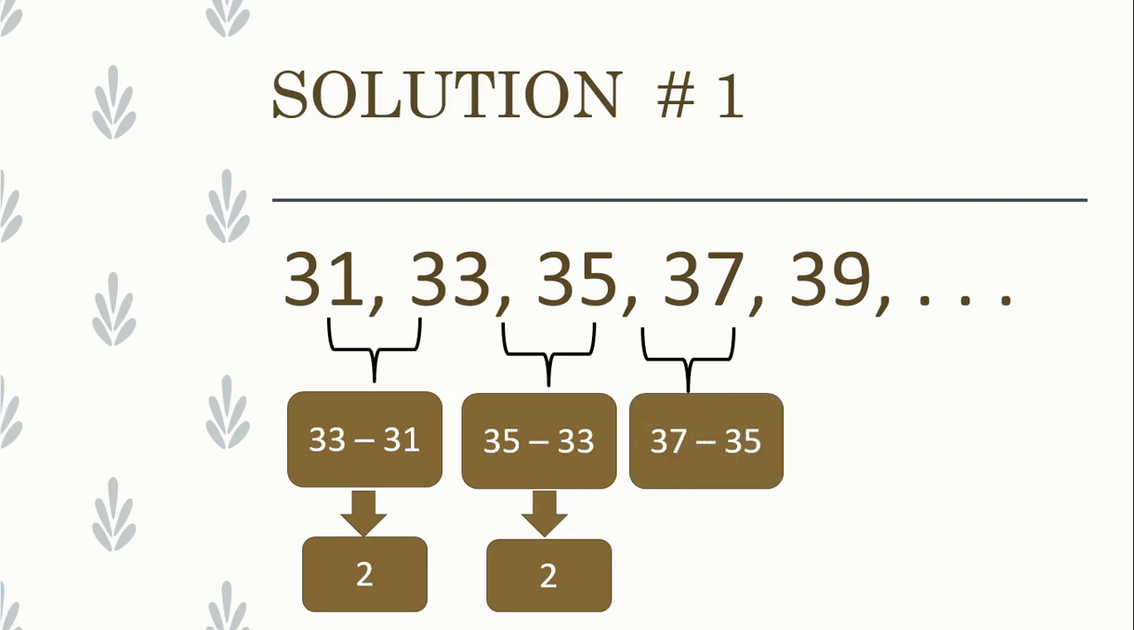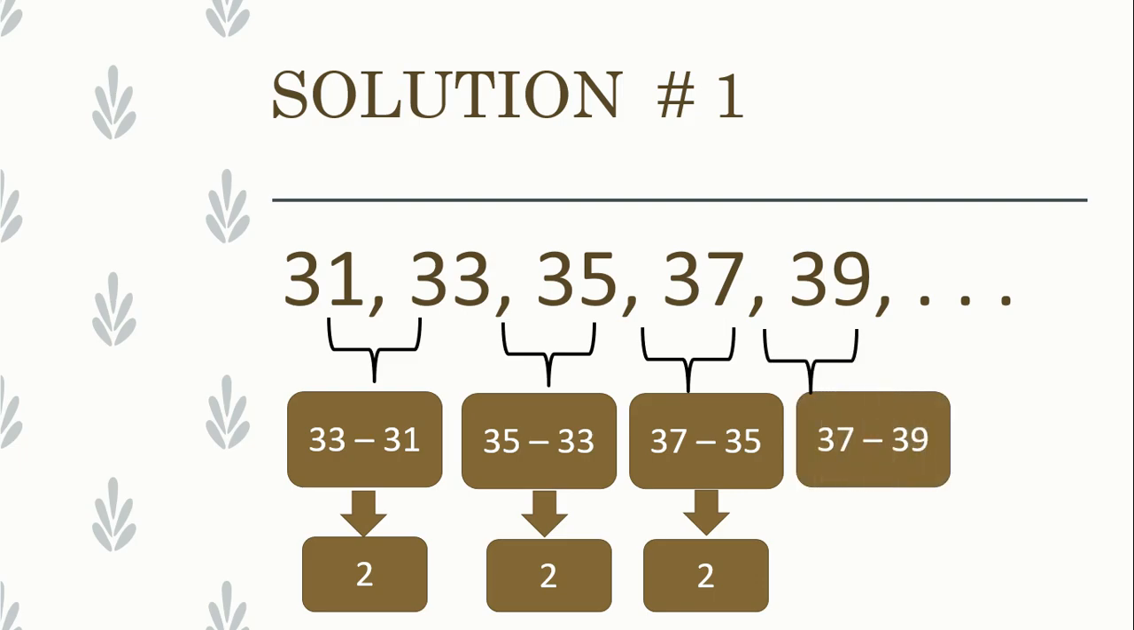The previous term of 37 is 35, and their difference is 2. And the next two consecutive terms are 37 and 39. And finally, their difference is 2. Therefore, the common difference in number 1 is 2.